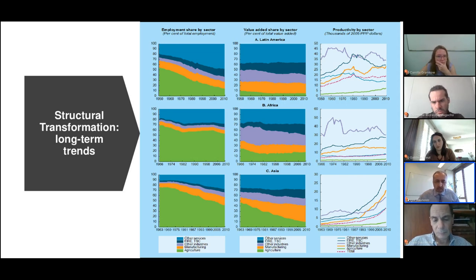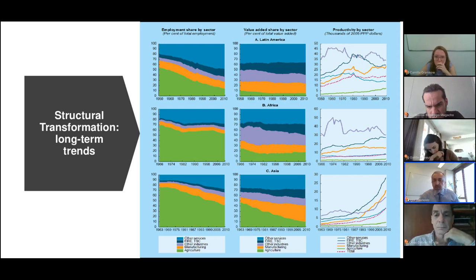And what you can see is also, if you compare the first and the second column, the green part is employment in agriculture. And here, the green part in the second column is the value added of agriculture. And you can see that there are a lot of people in agriculture everywhere, but they produce, in terms of value added, a much smaller part. It's the reverse with the employment in manufacturing, and the value added in manufacturing is the biggest.